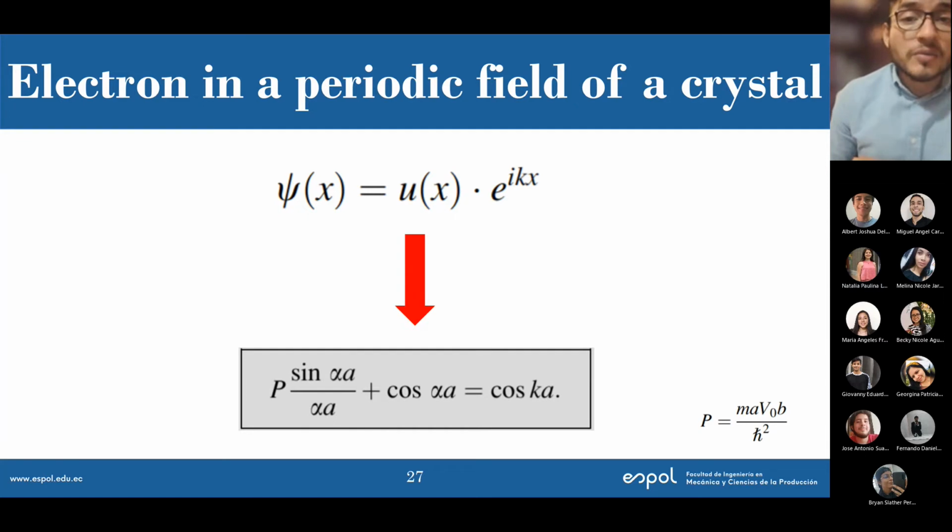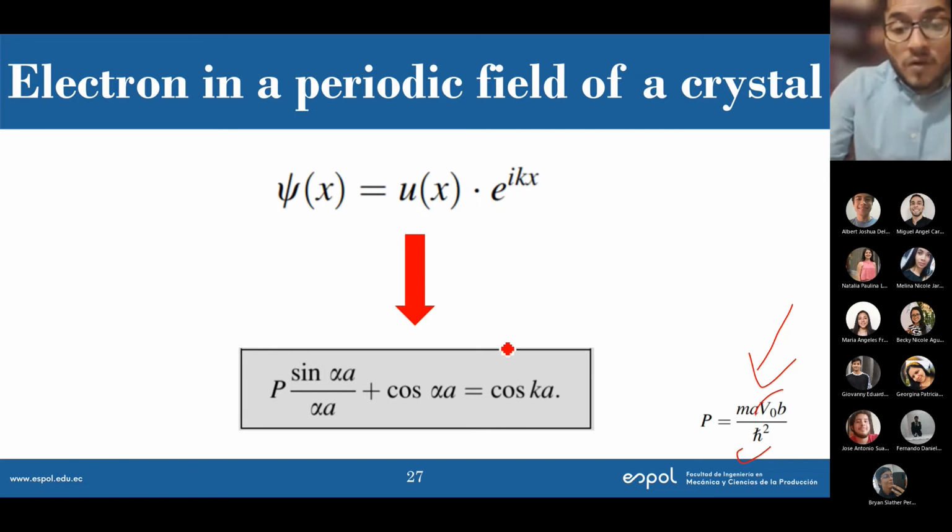Remember, Miguel, that P depends on B naught. The mass can be zero. The lattice constant is impossible to be zero. The reduced Planck constant is not going to be zero. So what has to be zero for P to be zero? B naught and B, right?